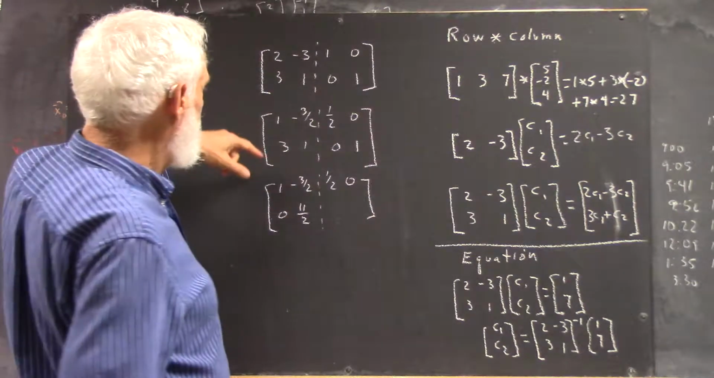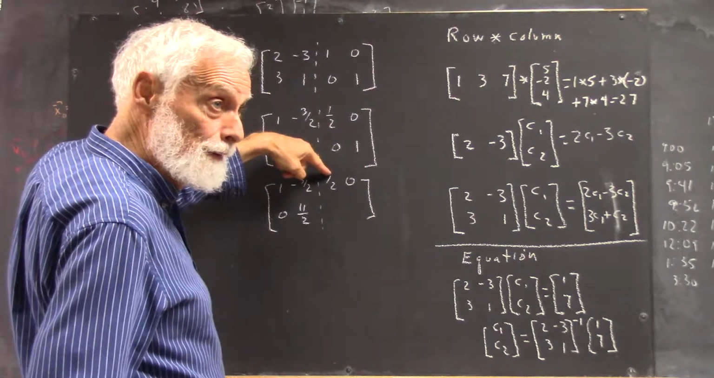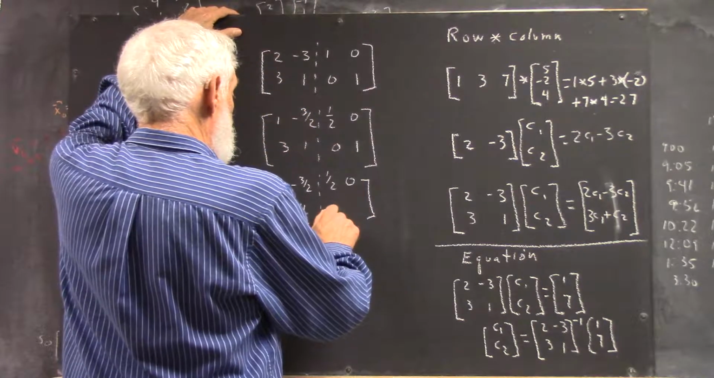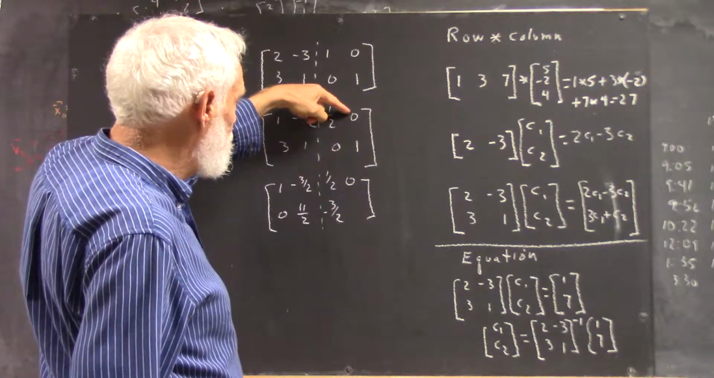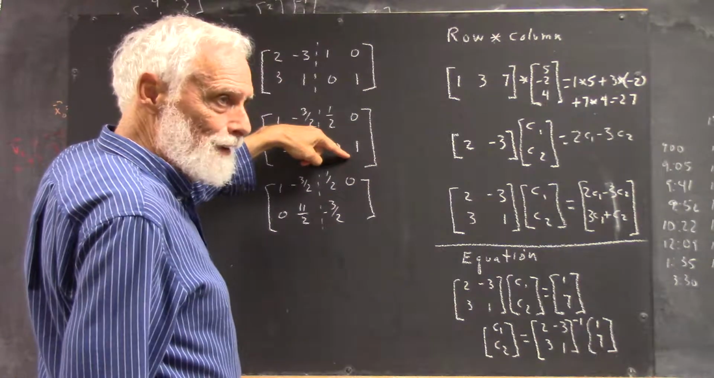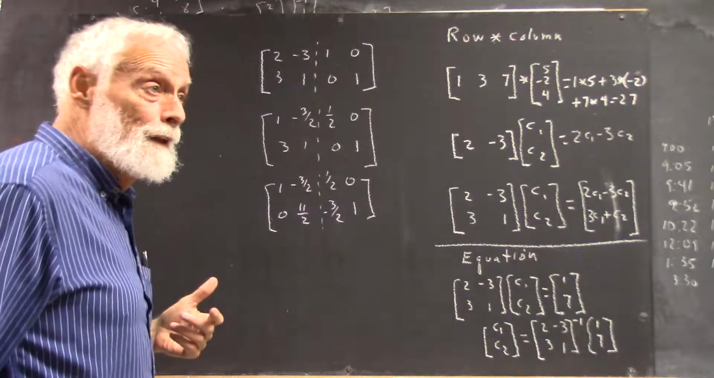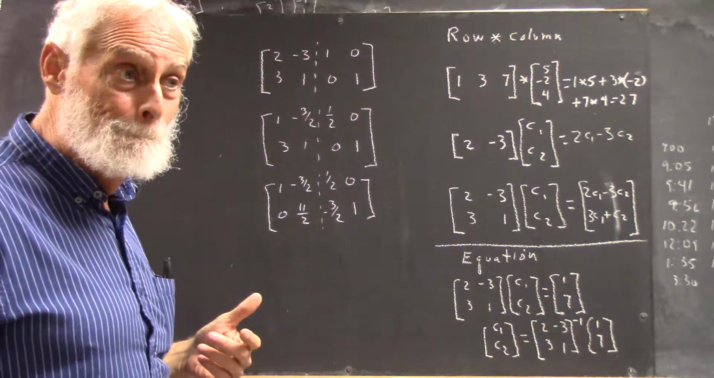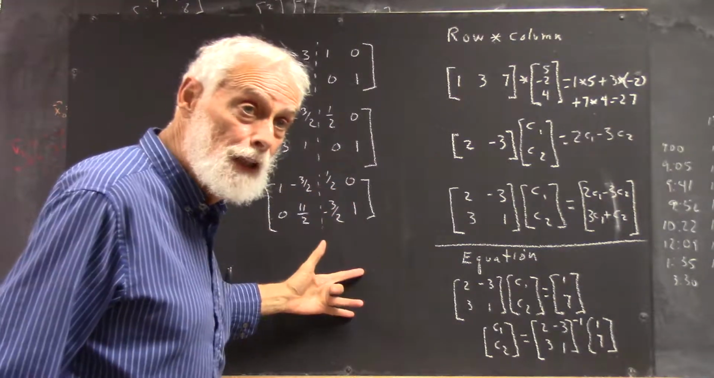And then we have to take negative 3 times this row and add it to this and this, right? Well, that's easy. That's just going to give us negative 3 halves. And then negative 3 times 0 added to 1 is just going to give us 1. Okay? So our inverse matrix emerges step by step over here.